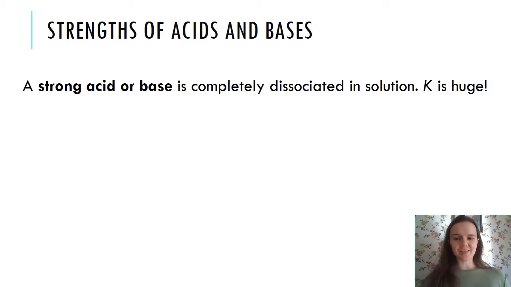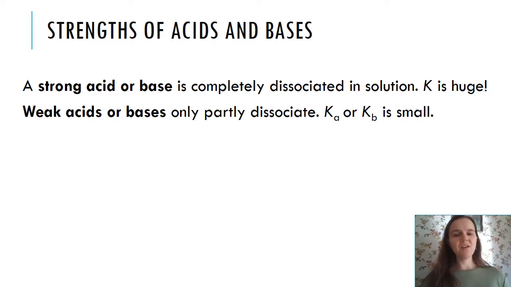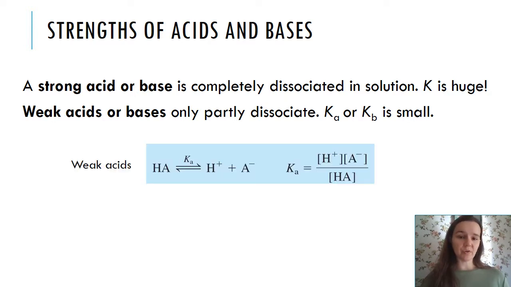So, strength of acids and bases. If you have what we call a strong acid or base, that means that this acid or base completely dissociates in solution and the K equilibrium constant is just huge. It's so big we don't even put a number on it because there's really no undissociated acid or base left. Weak acids and bases only partly dissociate, and so we have an equilibrium constant for acid, Ka, and we have an equilibrium constant for base, Kb, which are small.